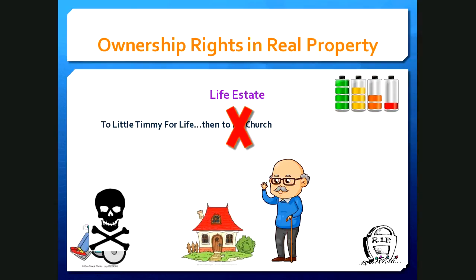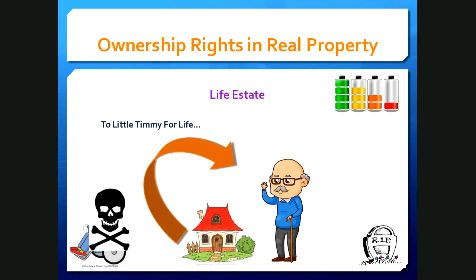But what if there is no remainder interest? What if he just says to little Timmy for life, but doesn't say then to who gets it when little Timmy dies? Well, then it would go back to the grantor, right? It goes back to Grandpa Joe. This is called reversion, right? It reverts back to the grantor who gave the life estate.